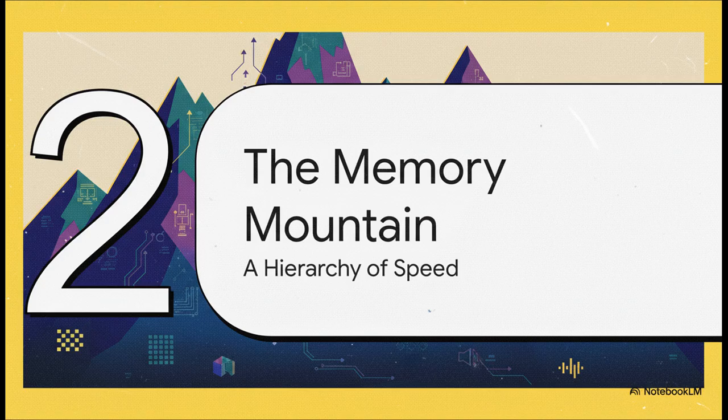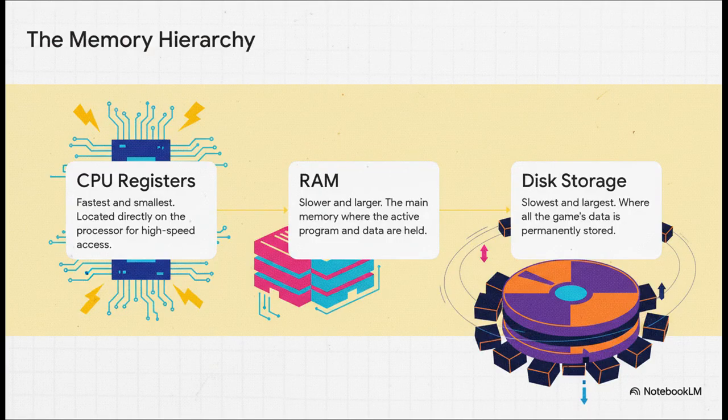Okay, so the game has all this data it needs: models, textures, sound files. Why can't the computer just grab it all instantly? Well, the answer lies in something we can call the memory mountain. It's this hierarchy where, and this is the key, not all computer memory is created equal. The thing you have to get here is the trade-off. It's always between speed and size.